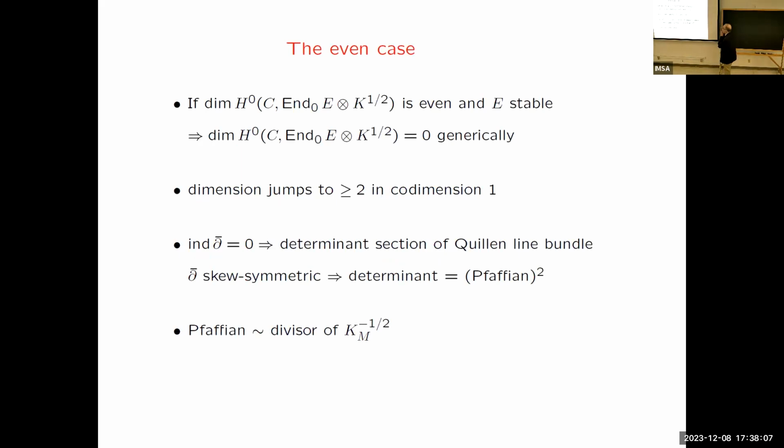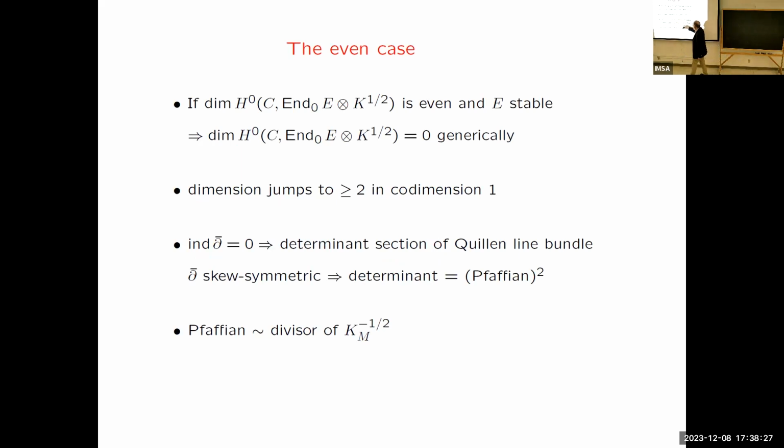What about the even case? If it's even, then this is the case where generically this is zero. So for most stable bundles, we don't get any Spinor-valued Higgs bundles. And the dimension jumps to greater than or equal to 2 in codimension 1. So, where does it jump?